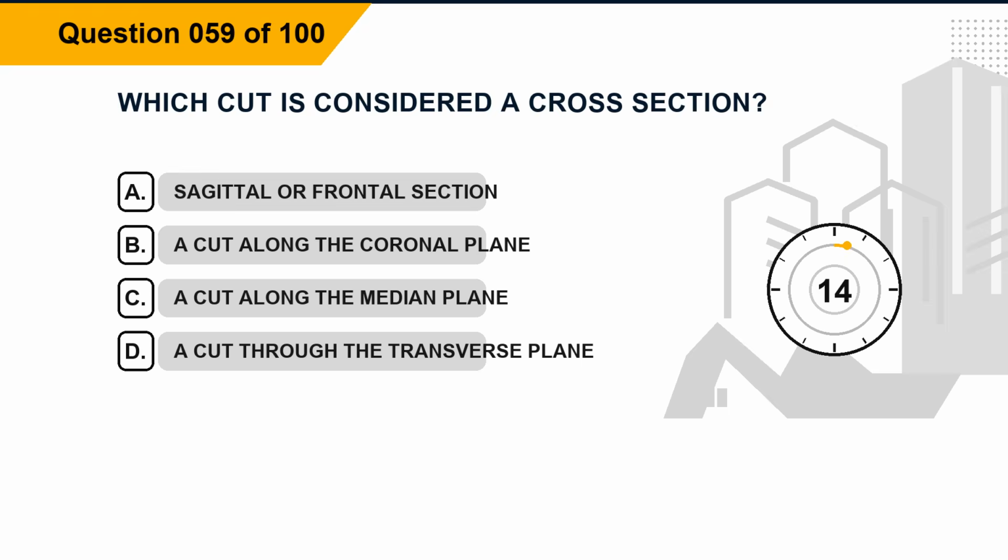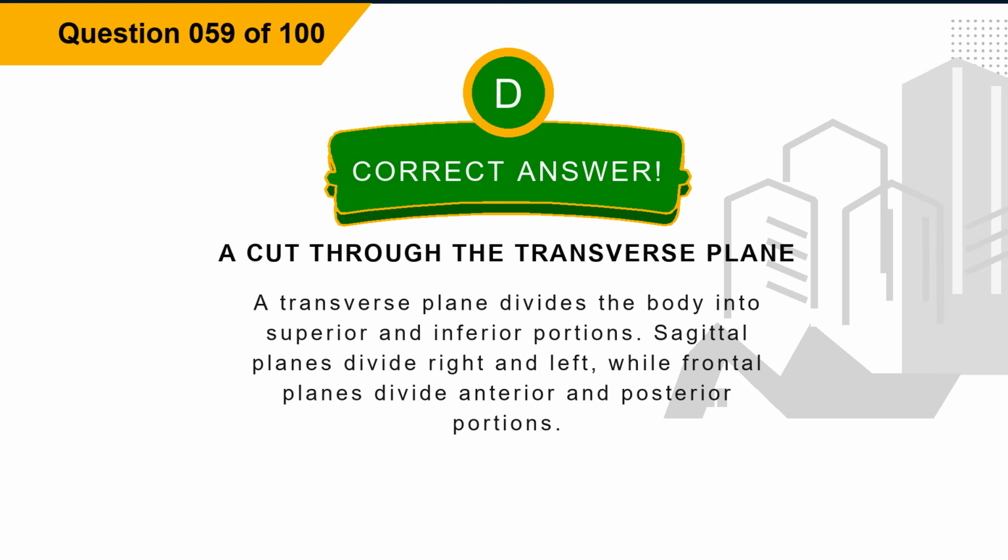Question 59. Which cut is considered a cross-section? Option A, sagittal or frontal section. Option B, a cut along the coronal plane. Option C, a cut along the median plane. Option D, a cut through the transverse plane. The correct answer is option D, a cut through the transverse plane. Explanation: a transverse plane divides the body into superior and inferior portions. Sagittal planes divide right and left, while frontal planes divide anterior and posterior portions.